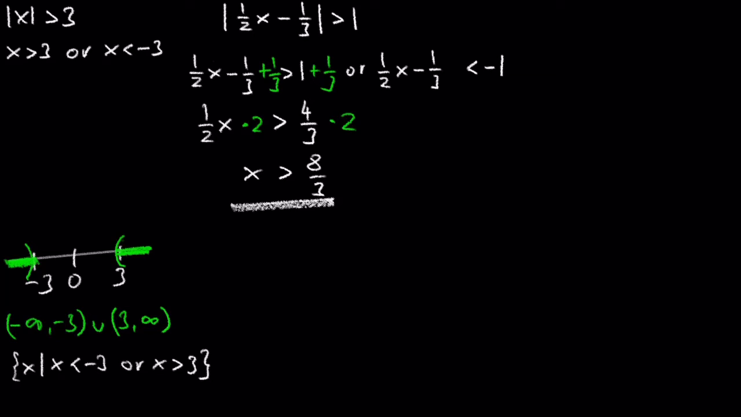Now let's look at the other inequality. Adding 1 over 3 on both sides leads us to 1 over 2x is less than negative 2 over 3. Dividing by 1 over 2 leads us to x is less than negative 4 over 3.